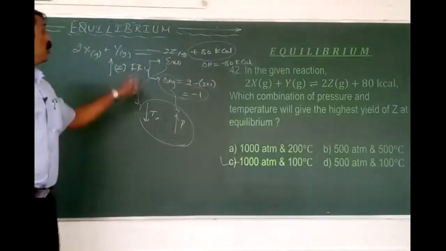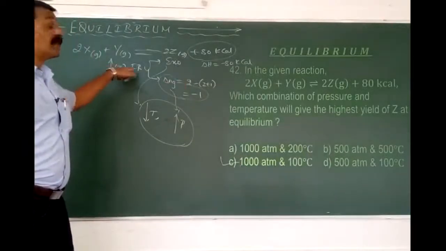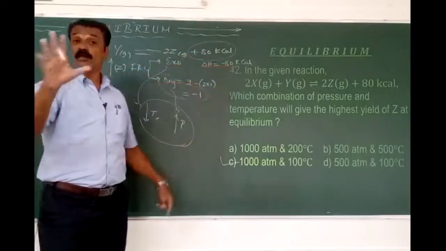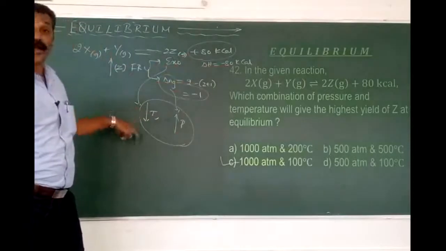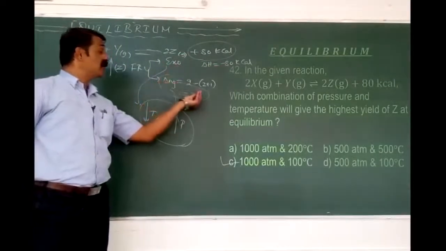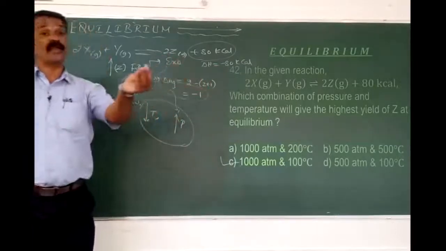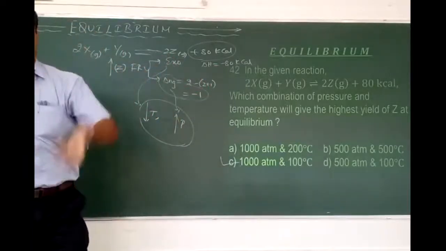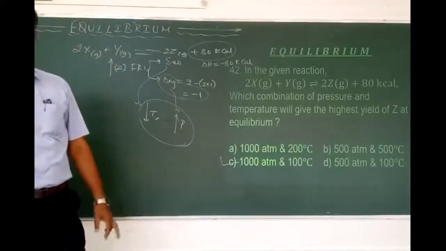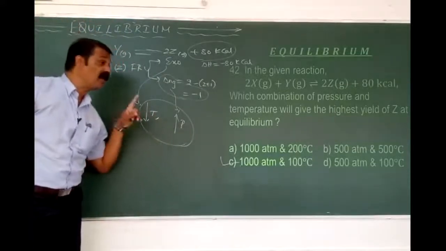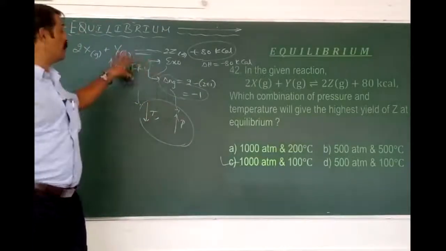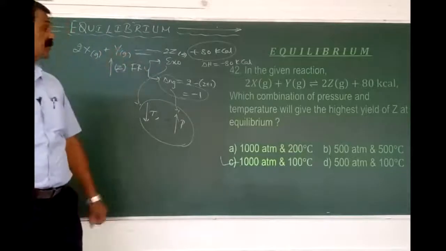Because the yield of Z is nothing but the forward reaction. Here the forward reaction is exothermic. Exothermic reactions are always carried out at low temperatures. In addition, the value of delta Ng for the forward reaction is minus 1. There is a decrease in the number of moles, which means the volume is less. As the volume is less, the pressure has to be high. So this reaction has to be carried out at higher pressure followed by lower temperature to get the maximum yield of Z. That is C.